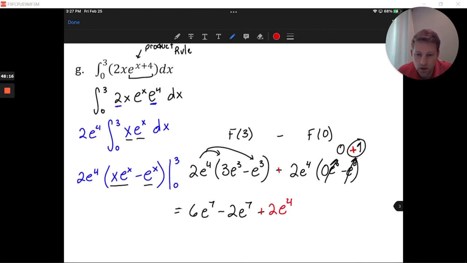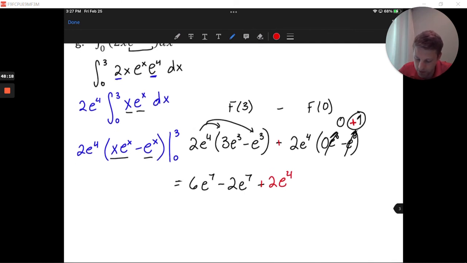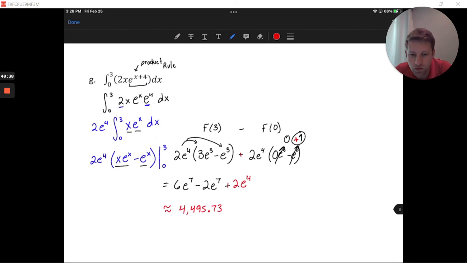And if we want to use our calculator to figure out that last bit, we can consider this approximate solution to be right around 4,495.73. So that would be our final result for that exponential result. So this just used, again, the product rule for exponentials to work this out. And we also used that previous result for the integral of x e to the x.